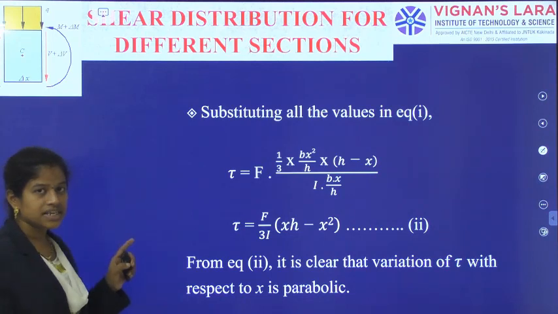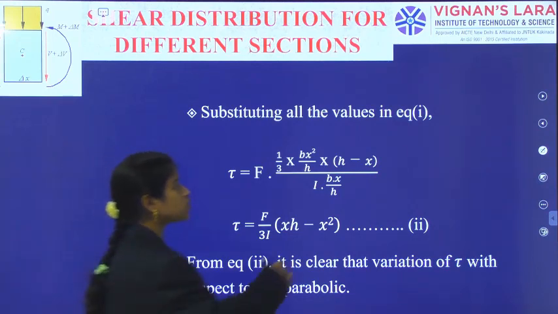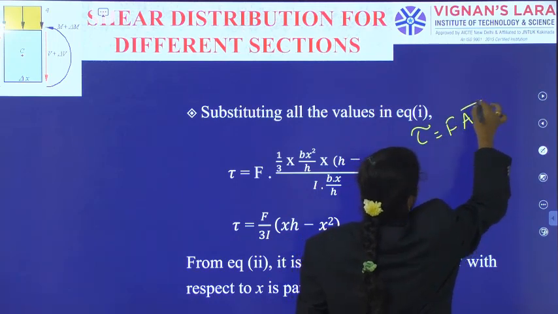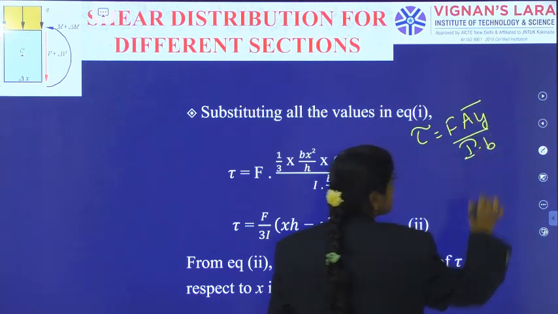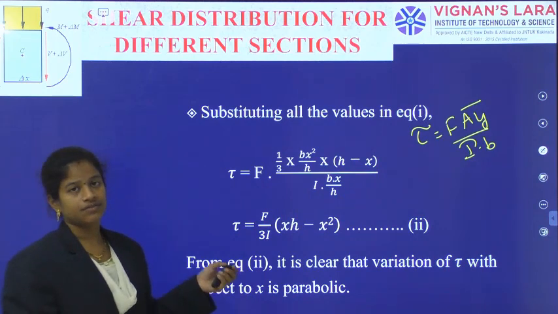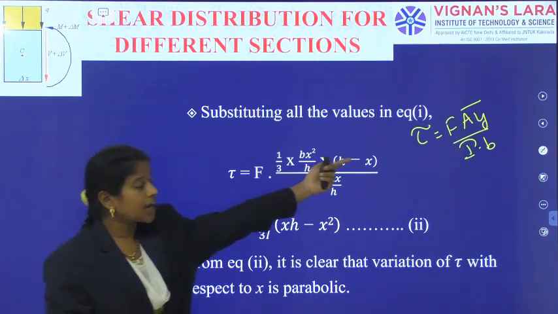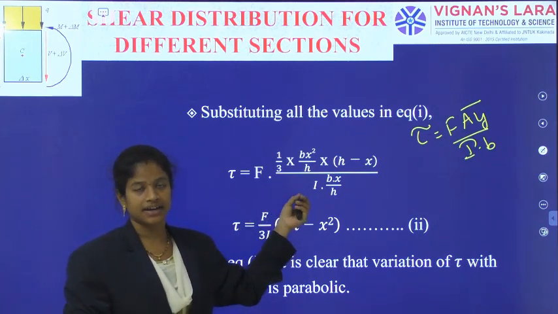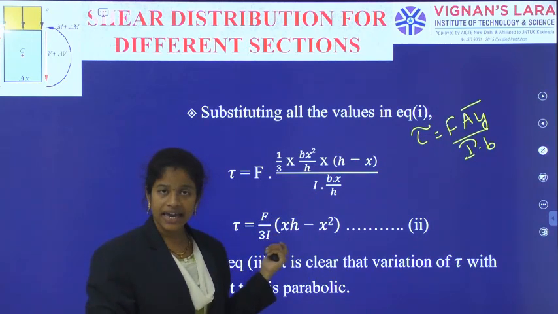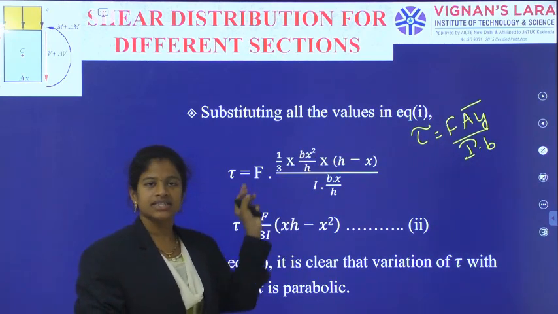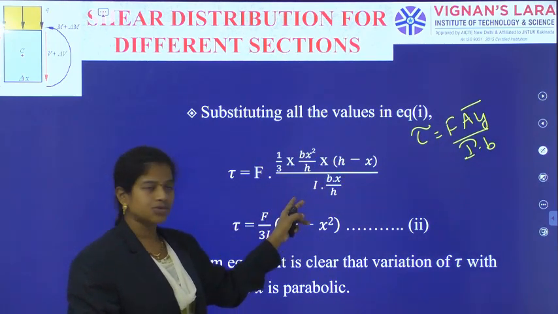Now substituting all these values in equation 1. What is equation 1? That is tau equals F A y bar by I b. So tau is equal to F into A into y bar by I into b. In the previous step we have calculated I. Firstly I am keeping I as it is, and later will substitute, because these terms themselves are very big, right? Once this simplification is over, we can substitute I.